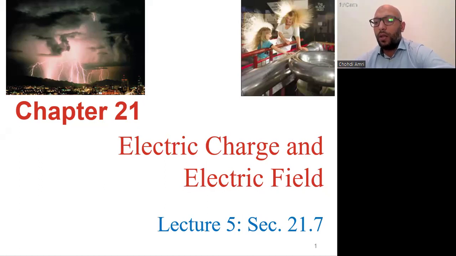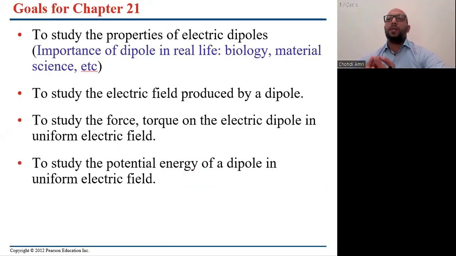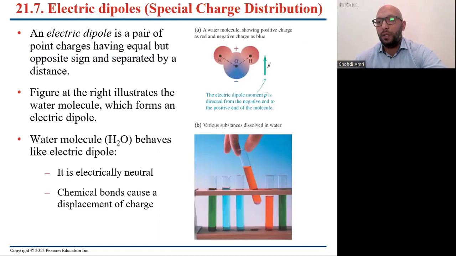Today we're going to talk about lecture 5 of chapter 21, electric charge and electric field, and we will discuss in this lecture the electric dipole. In this lecture, as usual, we will discuss the properties of the electric dipole. We will study the electric field produced by an electric dipole. We will study the force and the torque on the electric dipole in the presence of a uniform electric field. And finally, we will study the potential energy of the dipole in the uniform electric field.